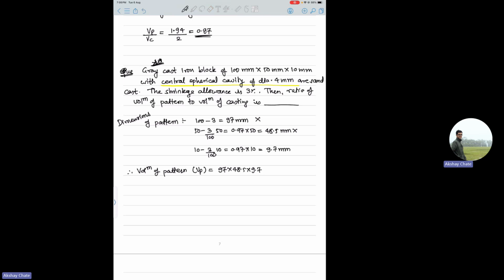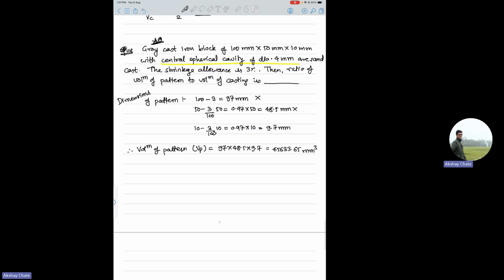9.7. So that is 45633.65 mm cube. Okay. And what is the volume of your casting, which is VC: 100 into 50 into 10. So that is 5 into 10 to the power 4, so 50,000 basically.